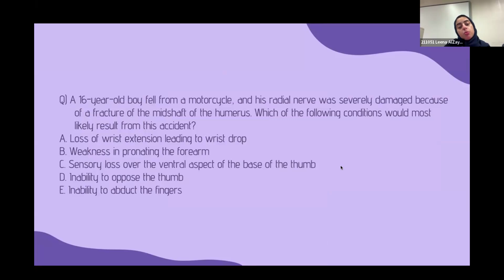Okay, a 16-year-old boy fell off a motorcycle. His radial nerve was severely damaged because of a fracture of the mid shaft of the humerus. Which of the following conditions is most likely the result of this accident?